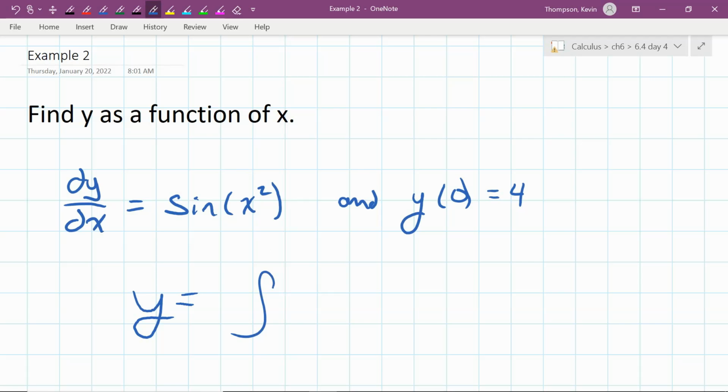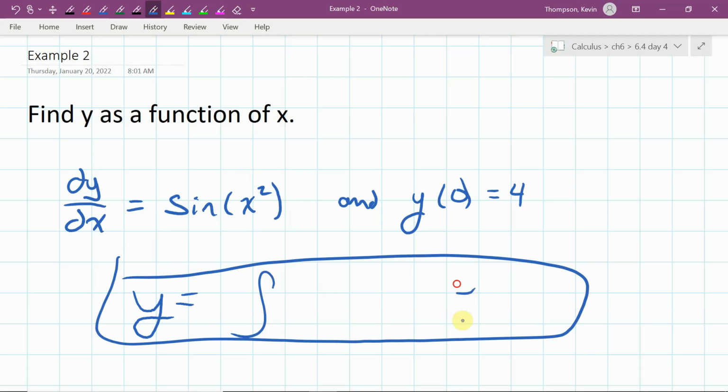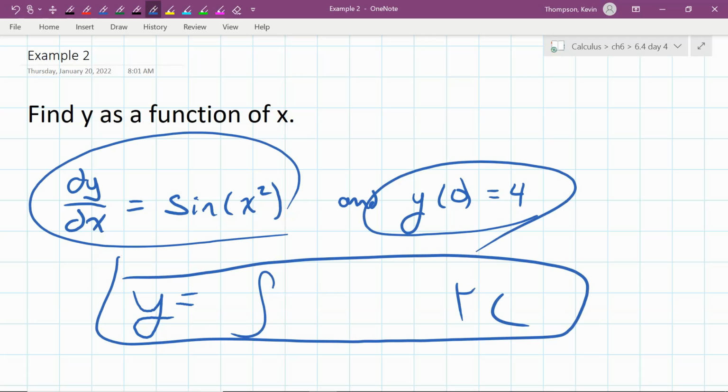So what you need to write is some integral here plus some constant such that y of 0 is 4 and the derivative of what you write is the sine of x squared. If you can do those two things, you've got the right answer. Try it. It should take you 30 seconds.